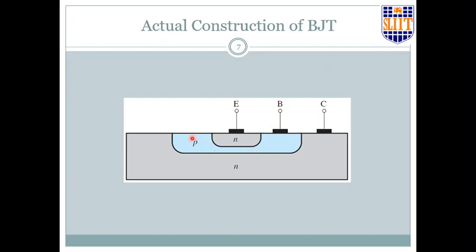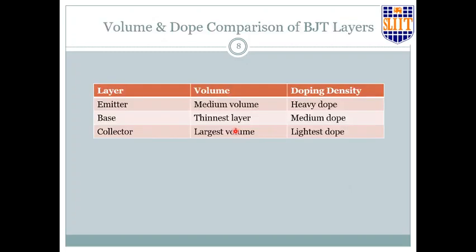So this construction is required. We will talk about that a little bit later on as well, about the doping concentration differences and so on. Here you can see the volumetric differences as well as the doping density differences. Later on we will see why we need these differences to be there.